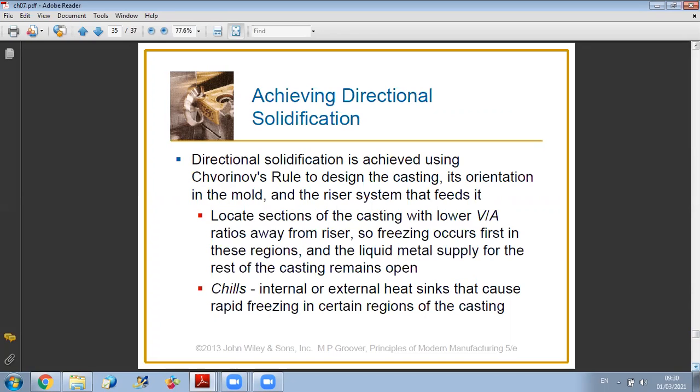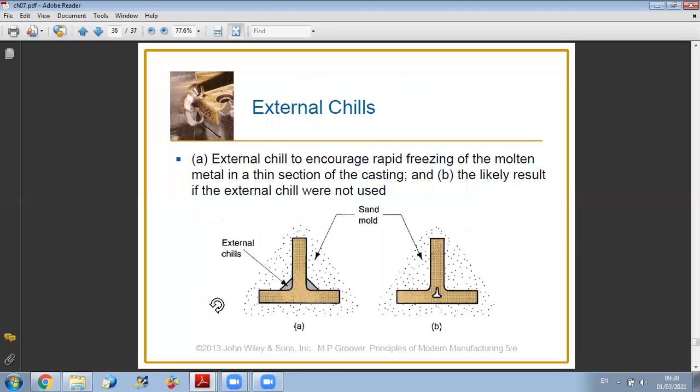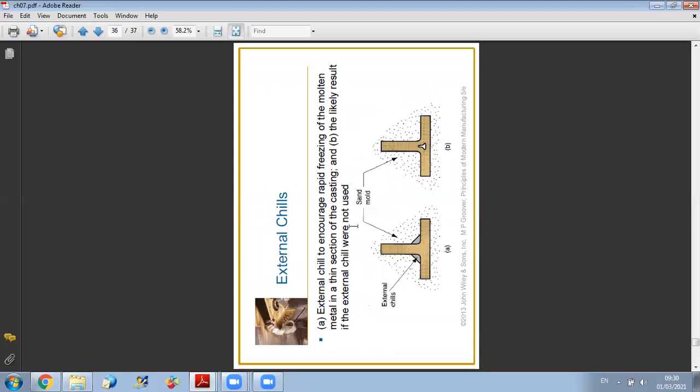Now, sometimes in order to ensure directional solidification, we add what are called chills. Chills are internal or external heat sinks that cause rapid freezing in certain regions of the casting. So we will see that by adding these parts, this will allow you to easily have directional solidification.